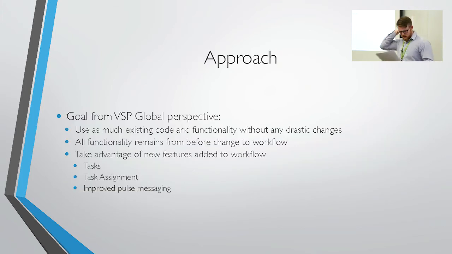Next slide, please. So this is the approach. The goals were to use as much existing code and functionality without any drastic changes. This was basically, we wanted to save time and money. We didn't want to sit there redeveloping the entire workflow. We wanted to use what was already given to us as solid code. We wanted to keep all the prior functionality, which are the list of items. The functionality that we wanted to have was already there, but we wanted to keep it and improve upon it. We wanted to take advantage of the tasks, task assignment, and improve Pulse messaging. Next, please.